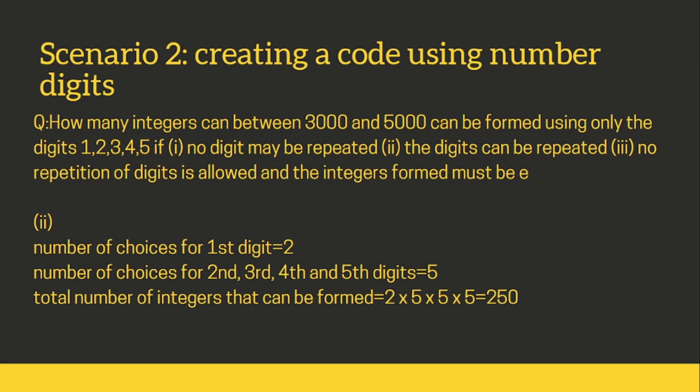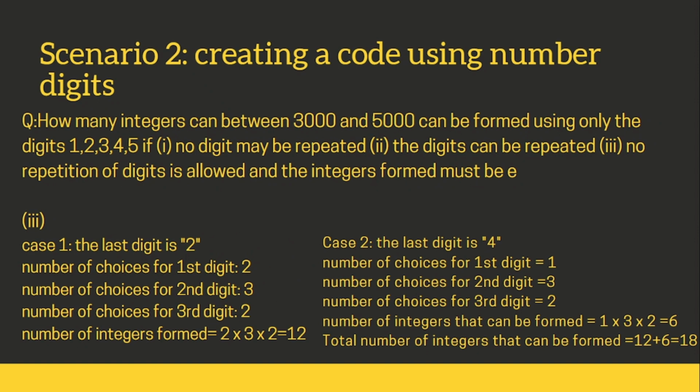Part 2, again, the first digit has to be either a 3 or 4, but then afterwards, for the second, third, fourth, fifth digit, we can choose any of the 5 numbers. So the total number of integers that can be formed is 2 times 5 times 5 times 5, which is equal to 250. Then the last part.